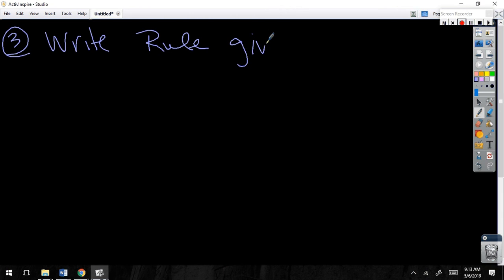Last scenario, write a rule given 2 terms. So we did this with arithmetic Friday, and I showed you a little shortcut, a way to find B when you didn't have it, when you just had 2 terms, right? I'm going to show you how to find R when you have 2 terms, and that'll make our life a little easier.